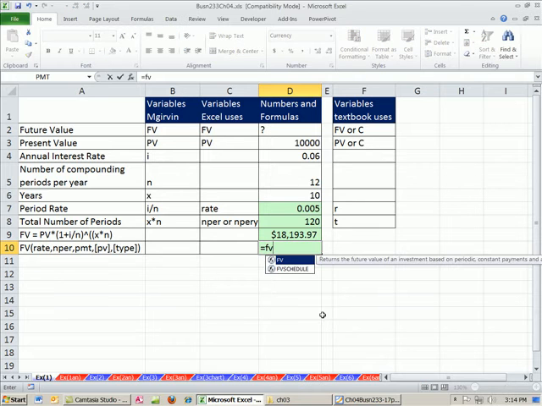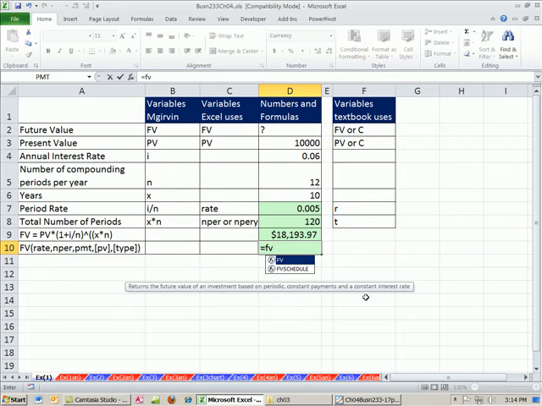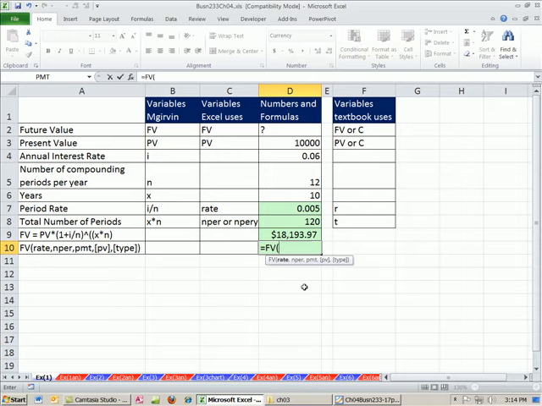Equals FV. And if you read the screen tip here, it explains that this returns the future value of investment, which is exactly what we're doing. I'm going to hit Tab. The rate, we know that that is not the annual rate. It's the period rate, called rate, comma. NPER is not years unless there's one compounding period per year. But for us, total periods, we already calculated it. Comma, payment, we'll do that next chapter, chapter 5, when we talk about loans and things like that.